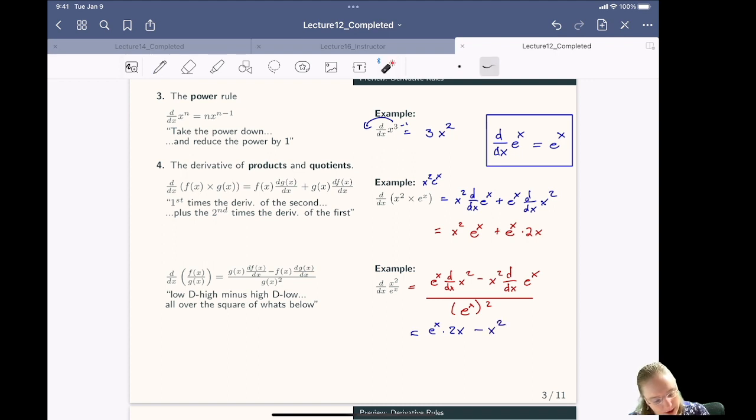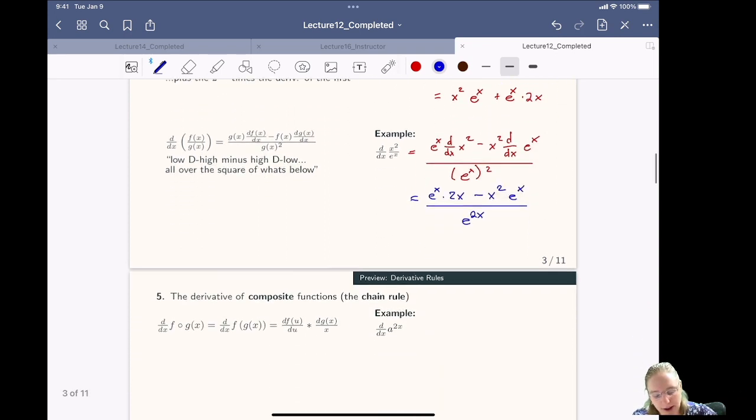Now, the derivative of e to the x is this special derivative here, and we have e to the x. Now we have the square of what's in the bottom. This is already a power, so we can combine this. So it's e to the 2x. All right, so that is the derivative of this quotient. I know I'm going through these derivative rules pretty fast, but I just want to introduce them to you, and then we'll go over them one by one in the next lectures.